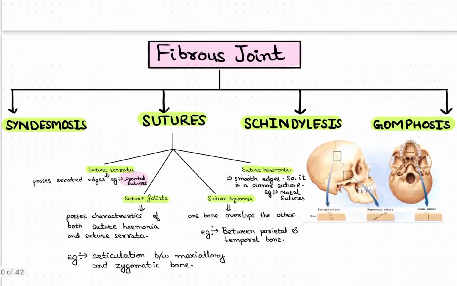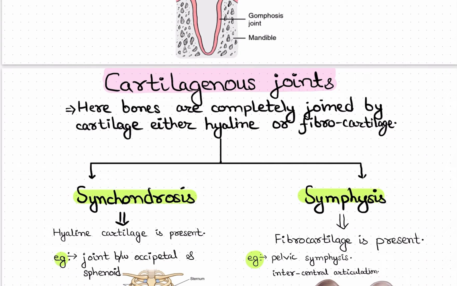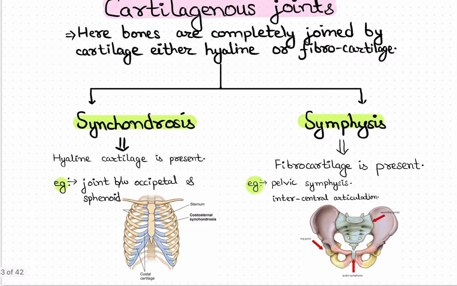As we studied here about cartilaginous joints, what are cartilaginous joints? These are the joints in which there is presence of hyaline or fibrocartilage. It has two types, synchondrosis and symphysis. In synchondrosis, hyaline cartilage is present, and in symphysis, fibrocartilage is present.